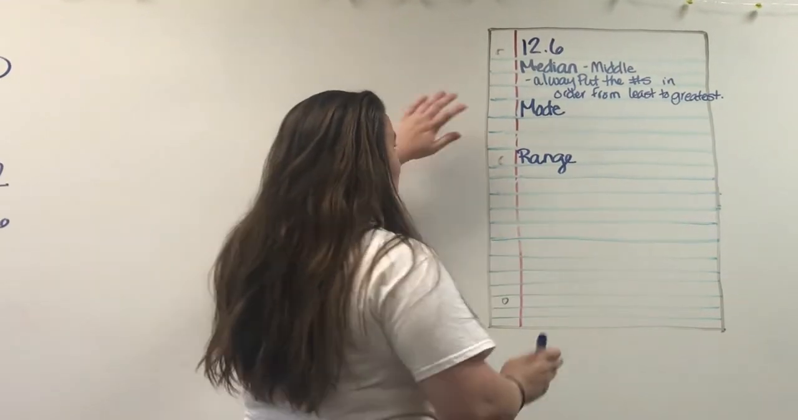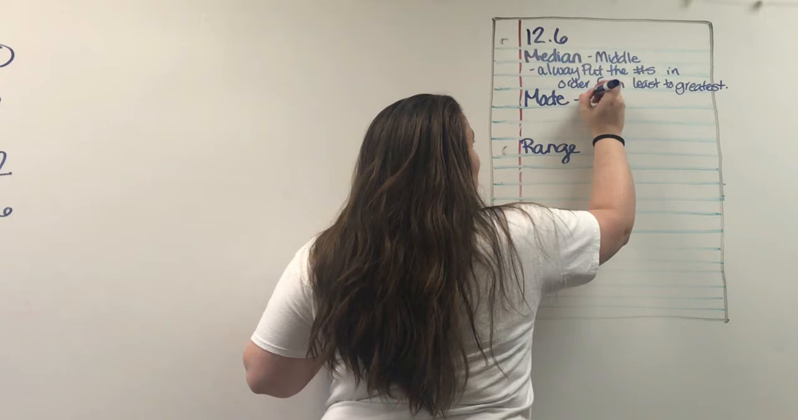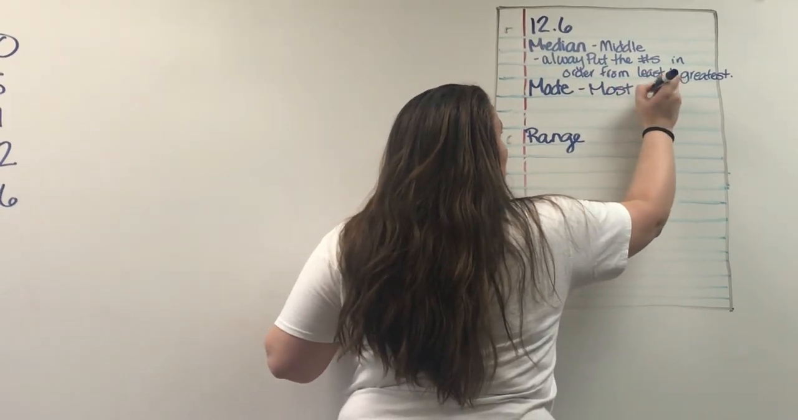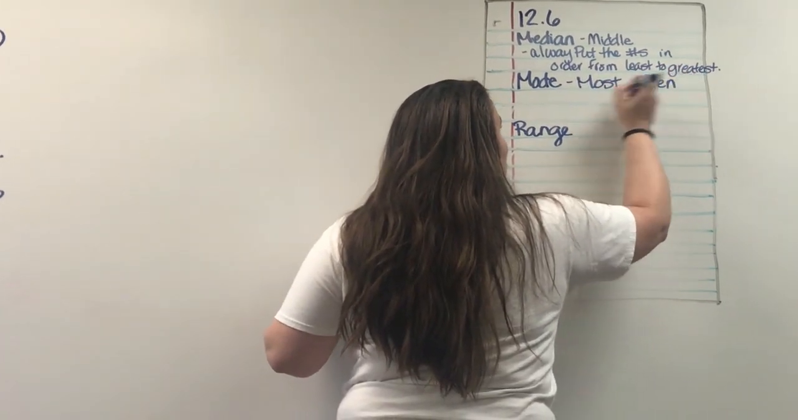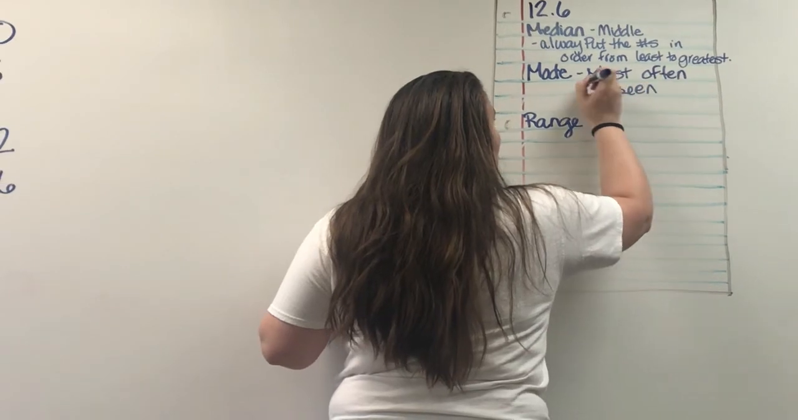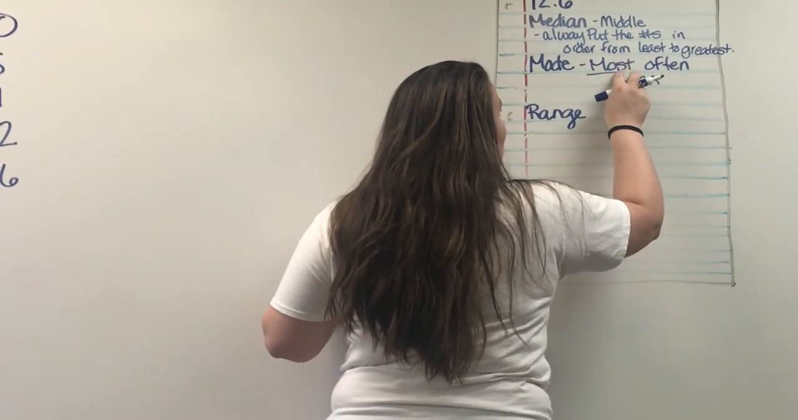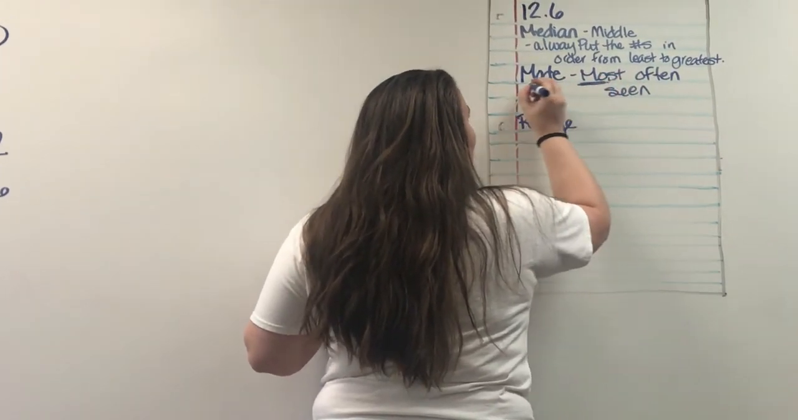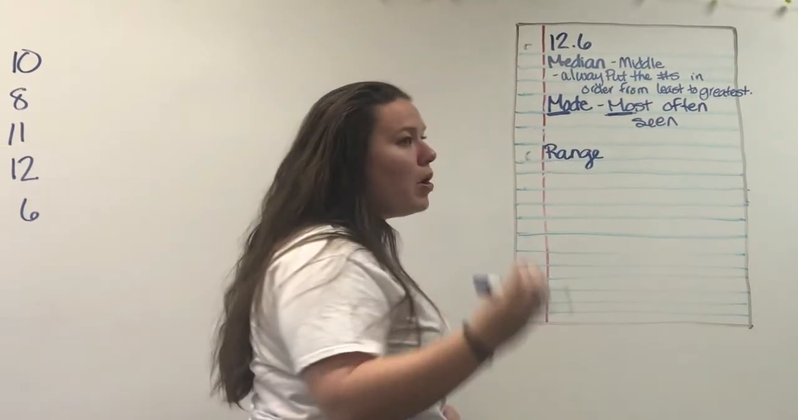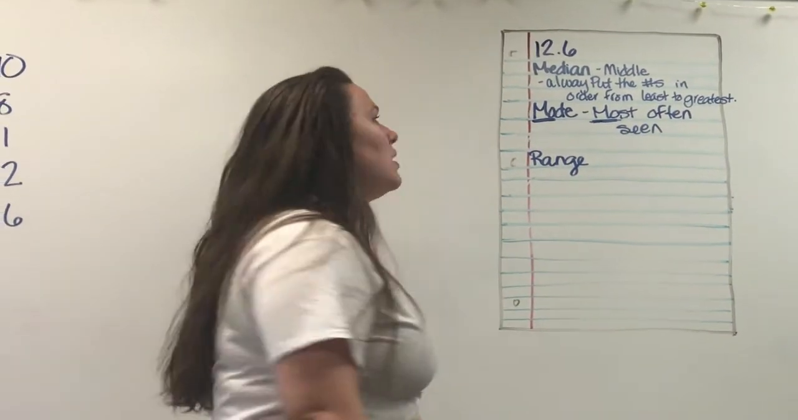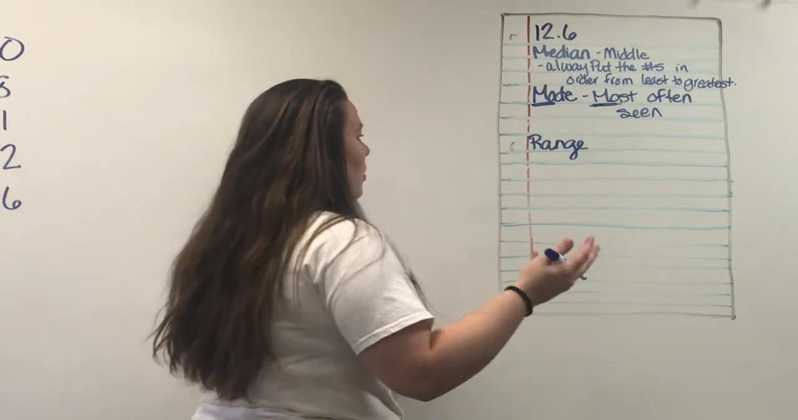All right. Mode means most often seen. And you can underline MO and MO, mode and most often seen. Kind of helps you remember.